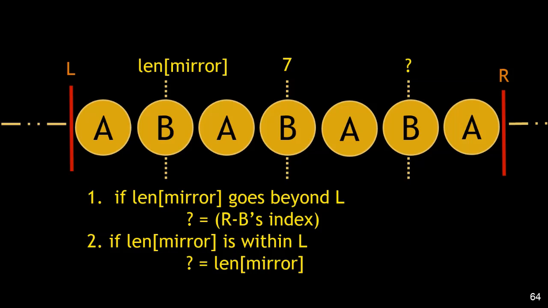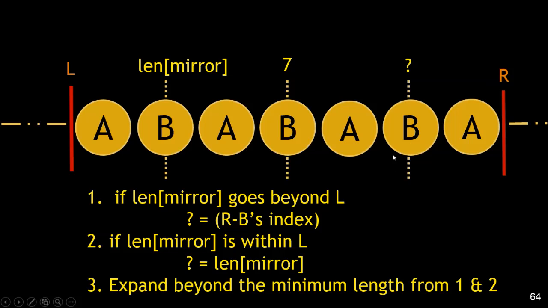Once you know which case it is and update the length accordingly for the palindrome on the right hand side center, you will expand beyond that minimum length from 1 and 2. Okay, and that's how you find the actual length of the palindrome at that particular center. These are the three rules of Manacher's algorithm. That's it. Once you understand these three things, the whole code is pretty easy.